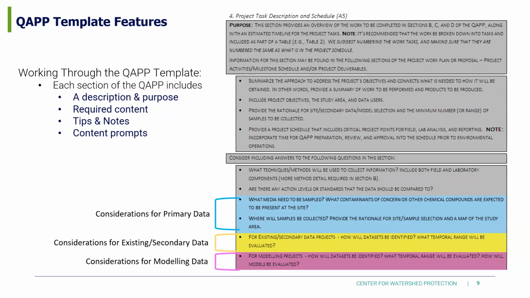And here's just an example of like, when you're looking through the QAPP for each section, how things would show up for considerations for primary data in this section versus considerations for existing and secondary data, and what you might include for modeling data.